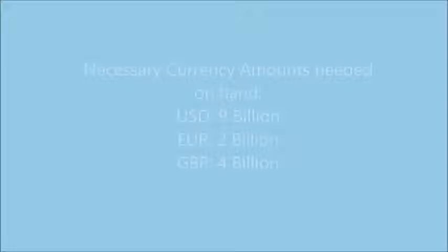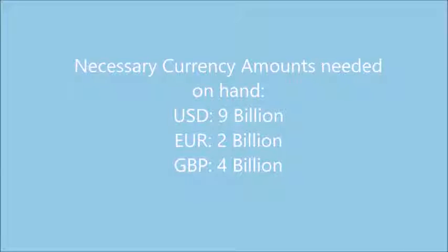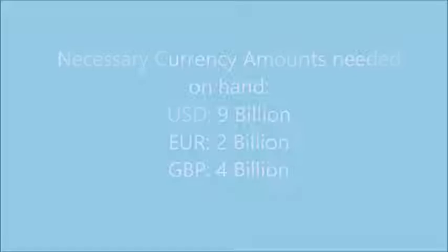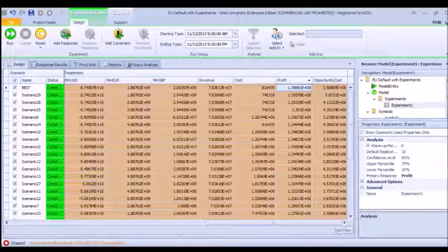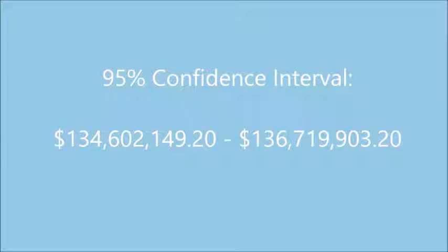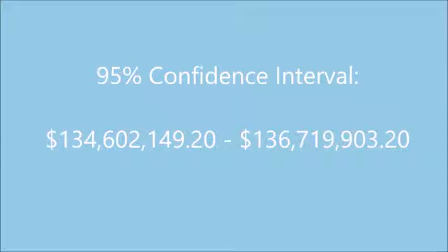We recommend that Safe Bank have 9 billion US dollars on hand, 2 billion euros, and 4 billion pounds. As the number of transactions in euros decreases, it is essential that we have these increases on hand for dollars and pounds. With the 95% confidence interval associated with these on-hand values, we have ensured that our profit will be maximized compared to other scenarios.